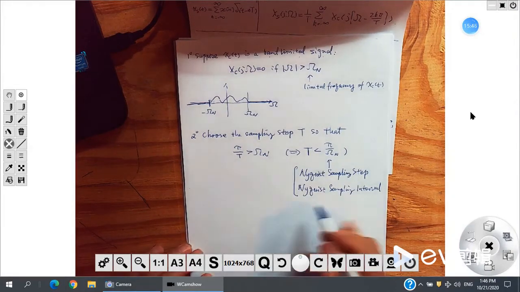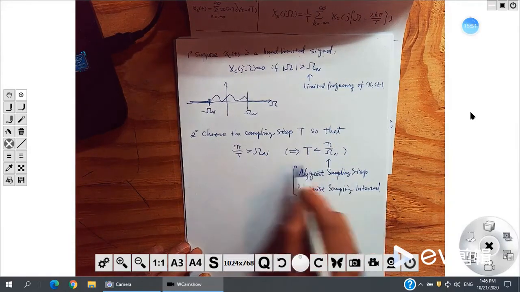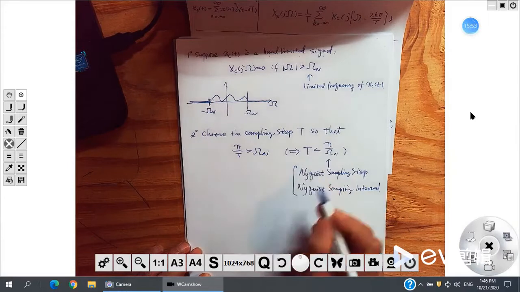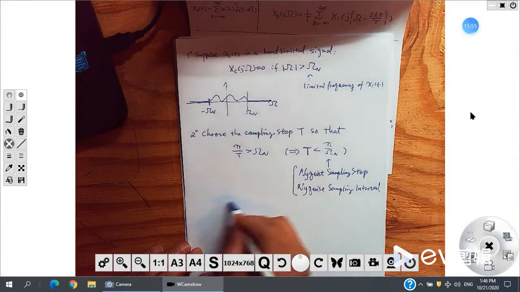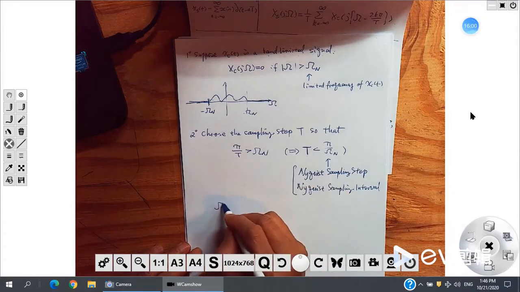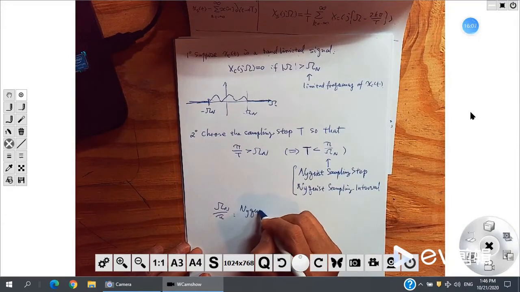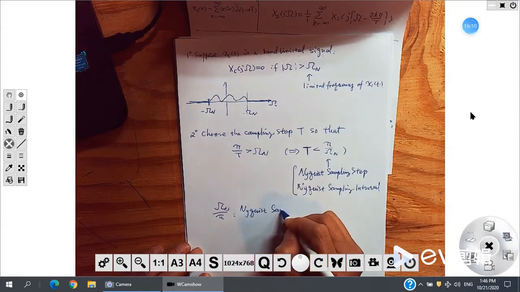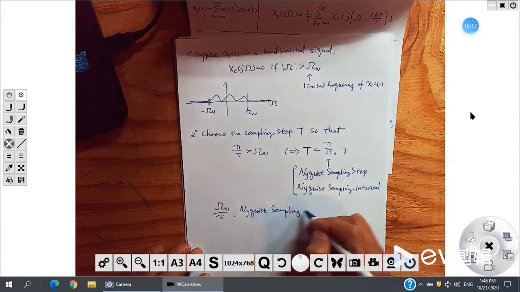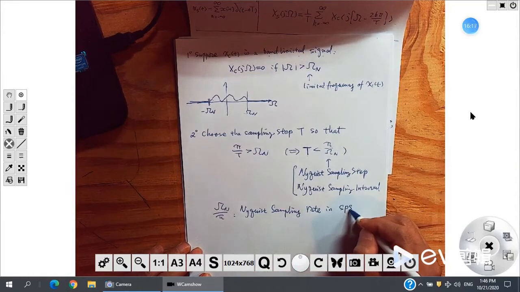Okay, and this is the sampling step. We can also describe T in a different way. We also consider 1 over T, that is omega n over pi. This is the Nyquist sampling rate, in samples per second.